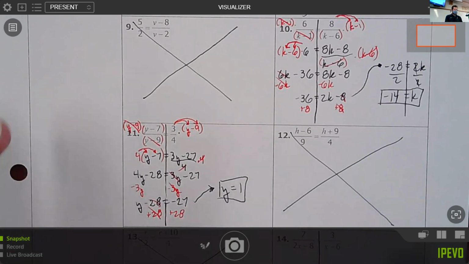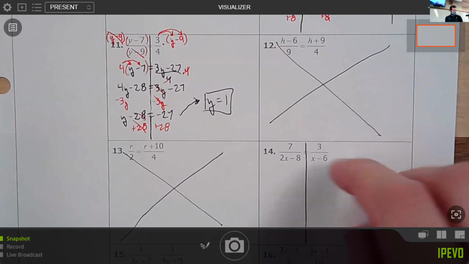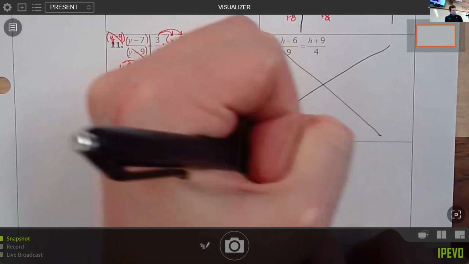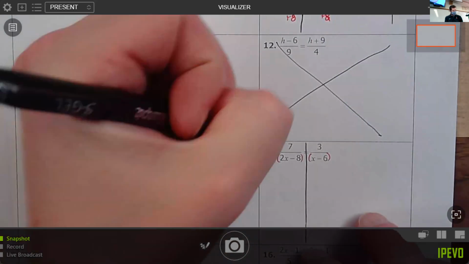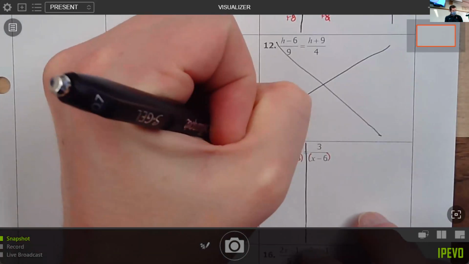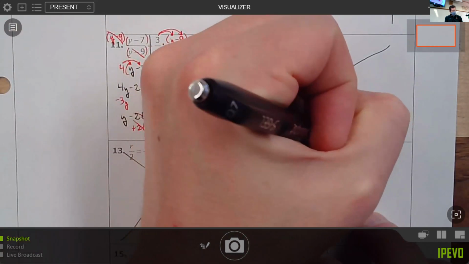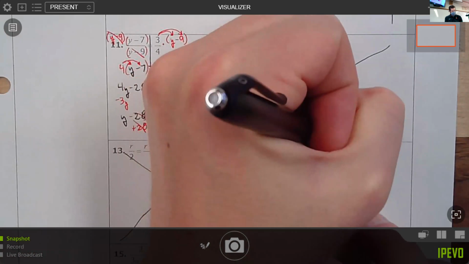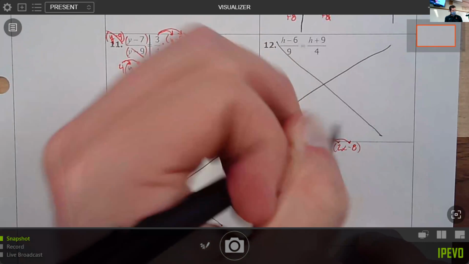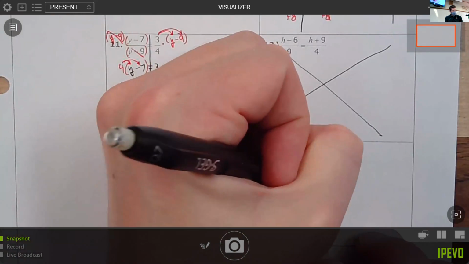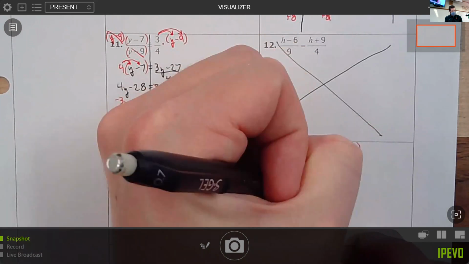All right. So number 14, start off by multiplying both sides by the left denominator. So we got 2x minus 8, x minus 6. Those are our two denominators. They're both groups. So 2x minus 8 cancels on the left times 2x minus 8 on the right. Distribute the 3. So that's going to be 7 equals 3 times 2x is 6x, 3 times negative 8 is going to be a negative 24 over x minus 6.